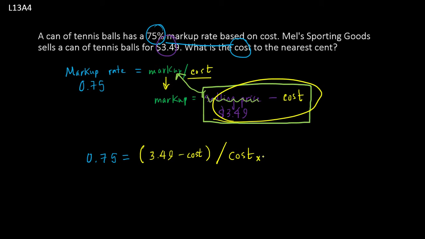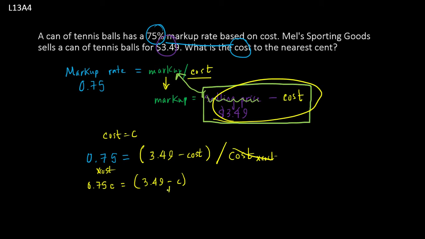So I'll start by multiplying both sides by cost. This side it cancels out. This side gives me 0.75 cost. I'm just going to write C for cost to save space. So 0.75C equals 349 minus C.